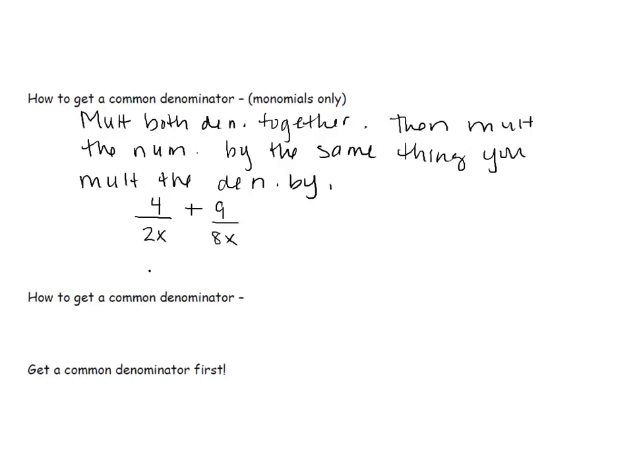So if my common denominator is 16x squared, okay, you had to multiply this by 8x, so you got to multiply that by 8x. So that becomes 32x. You got to multiply that by 2x, so then you got to multiply that by 2x.